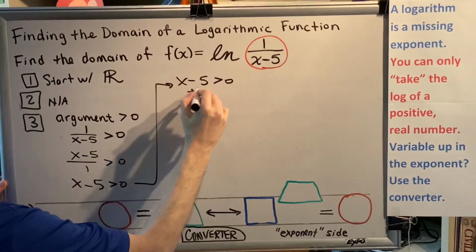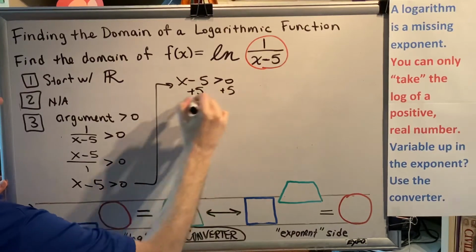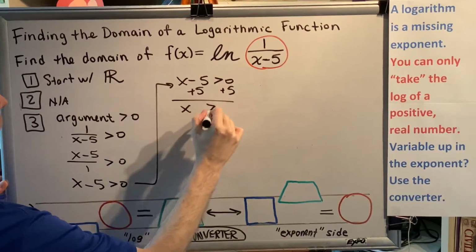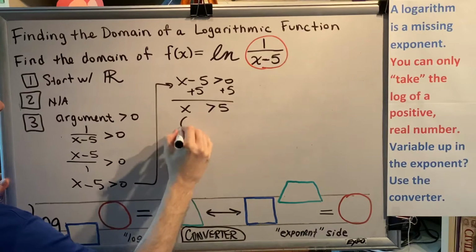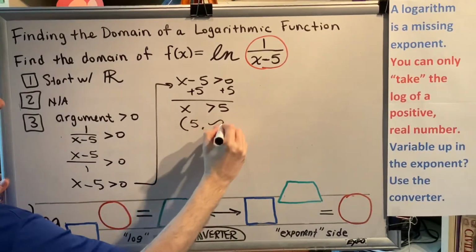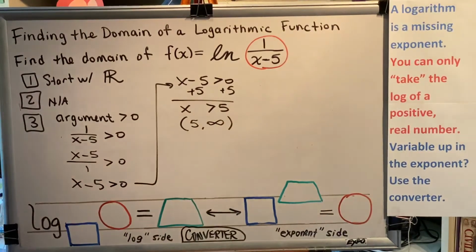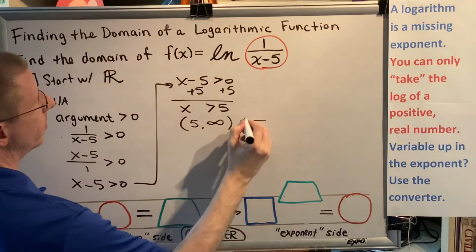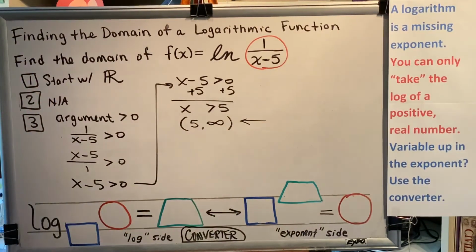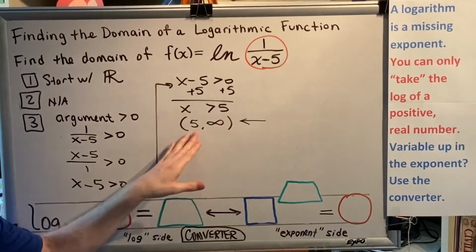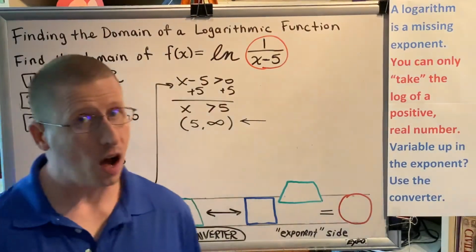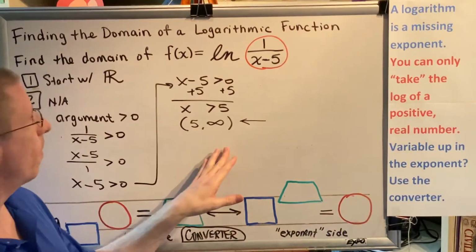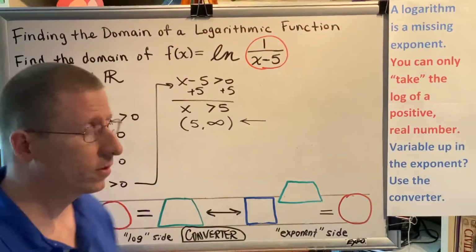Adding 5 to both sides, x is greater than 5, which as an interval would be parenthesis 5 comma infinity. Notice this is a collection of numbers that are larger than 5. The number 5 is not included in this collection of numbers because of the parenthesis.